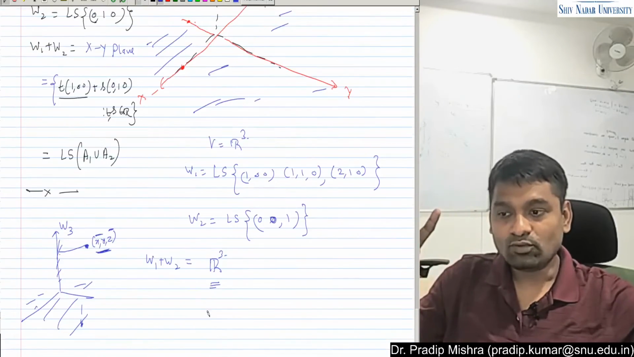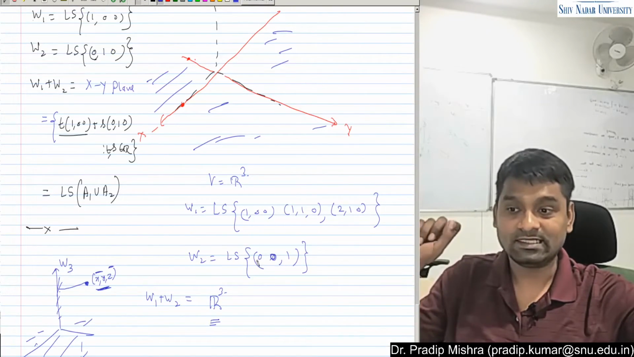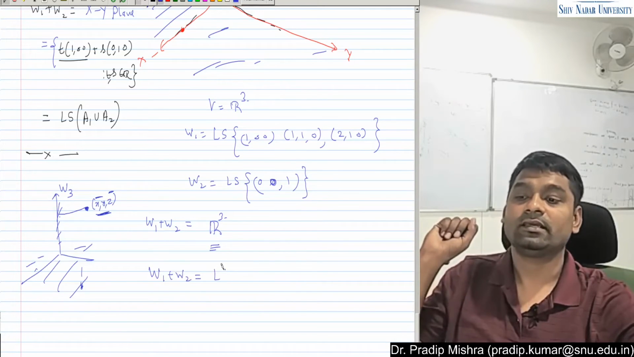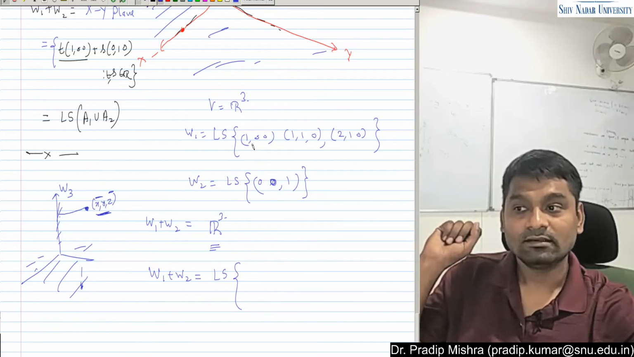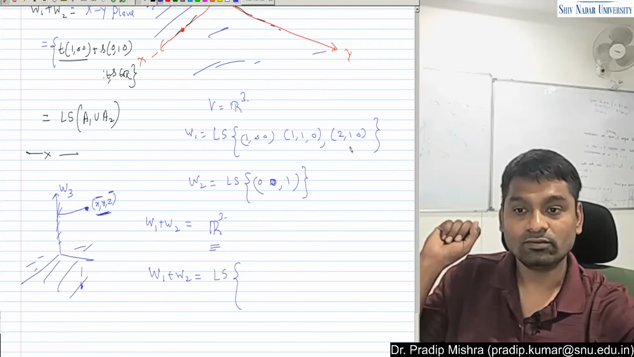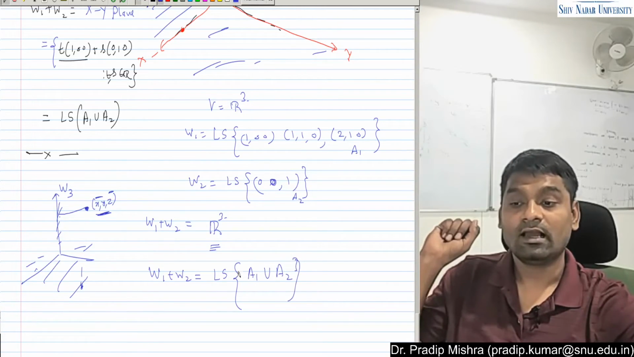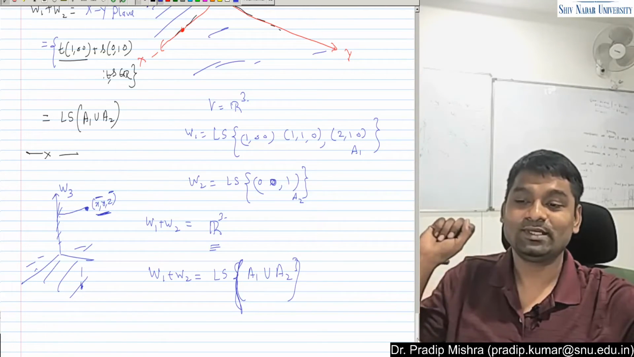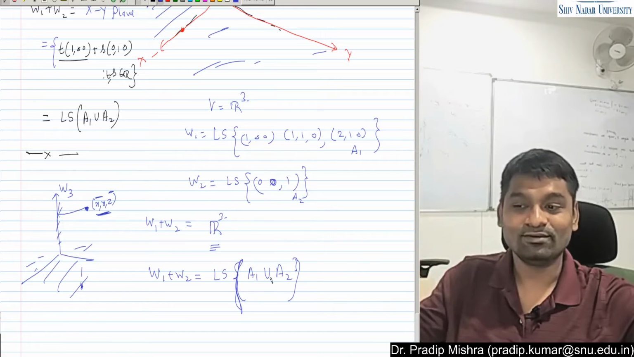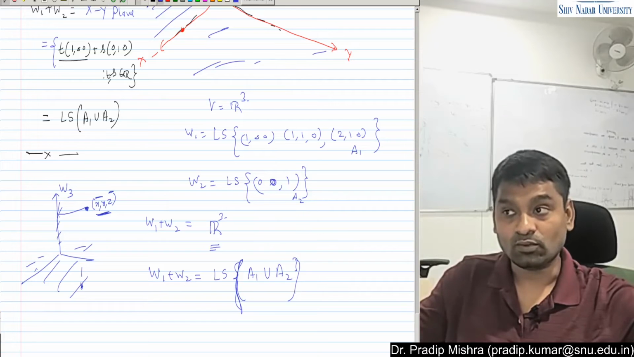So try to understand this example not just geometrically, but algebraically. Actually, it turns out that here also W1 plus W2 is the linear span of A1 union A2, where this is your A1 and this is your A2. So finding W1 plus W2 is easy. Take A1, take A2, and W1 plus W2 equals LS of A1 union A2.